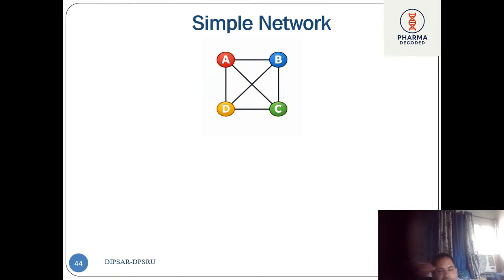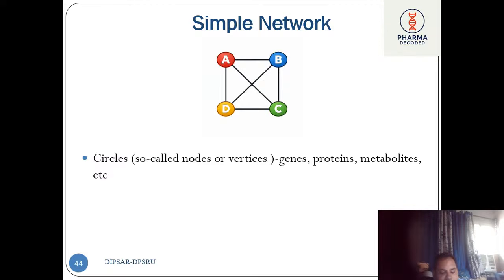Okay, great. So, the simple network. As I said, there are circles. That circle we call a node or vertex, and that circle can be a gene, a protein, a metabolite, and so on, right? In every network you see in research articles, you will find circles, and these circles are connected with lines. So the circle we call a node. Somewhere someone is saying vertices as well. So node or vertex are the same thing, and that depends upon what kind of network you are dealing with.